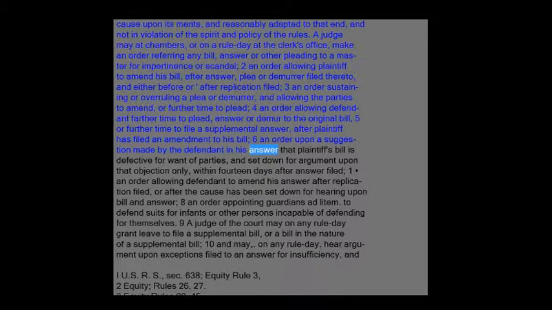3. An order sustaining or overruling a plea or demurrer, and allowing the parties to amend, or further time to plead. 4. An order allowing defendant further time to plead, answer or demur to the original bill. 5. Or further time to file a supplemental answer, after plaintiff has filed an amendment to his bill. 6. An order upon a suggestion made by the defendant in his answer that plaintiff's bill is defective for want of parties, and set down for argument upon that objection only, within 14 days after answer filed. 7. An order allowing defendant to amend his answer after replication filed, or after the cause has been set down for hearing upon bill and answer.